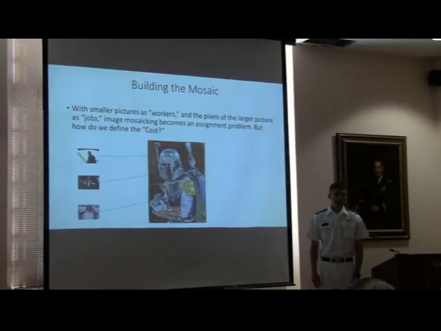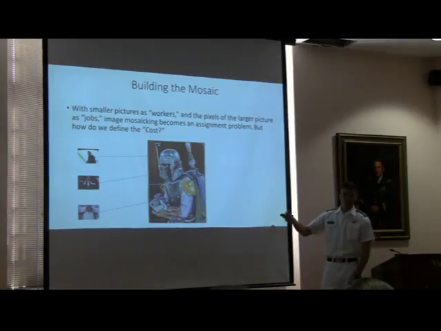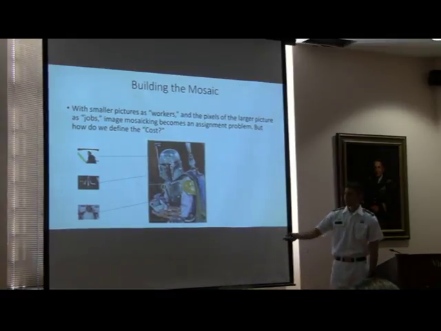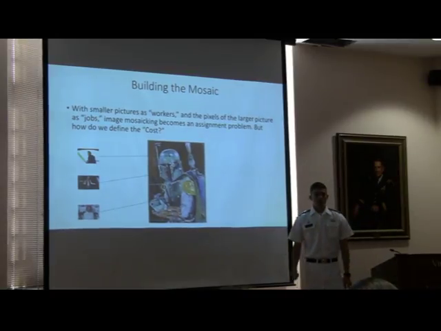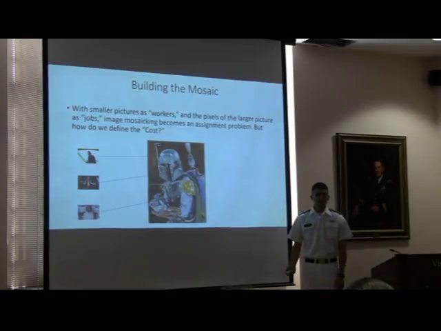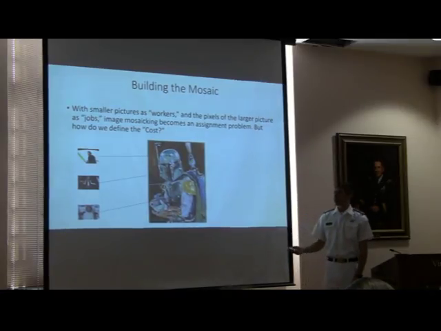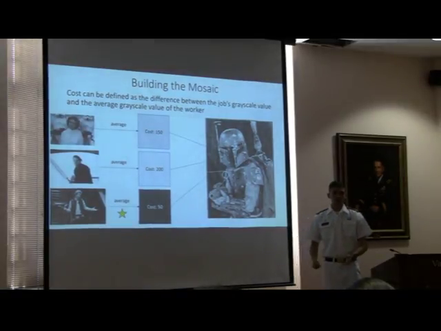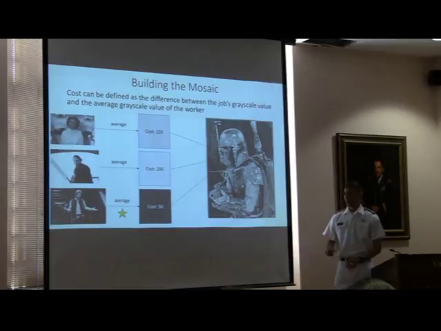So in the context of image mosaicing, we have the small pictures defined as workers and the pixels of the original large image defined as jobs. So we're trying to match the small images to the pixel jobs and minimize cost. But the question arises, what is cost in the context of image mosaicing? So we'll define it as the difference between a small picture and the pixel that it's trying to fill.